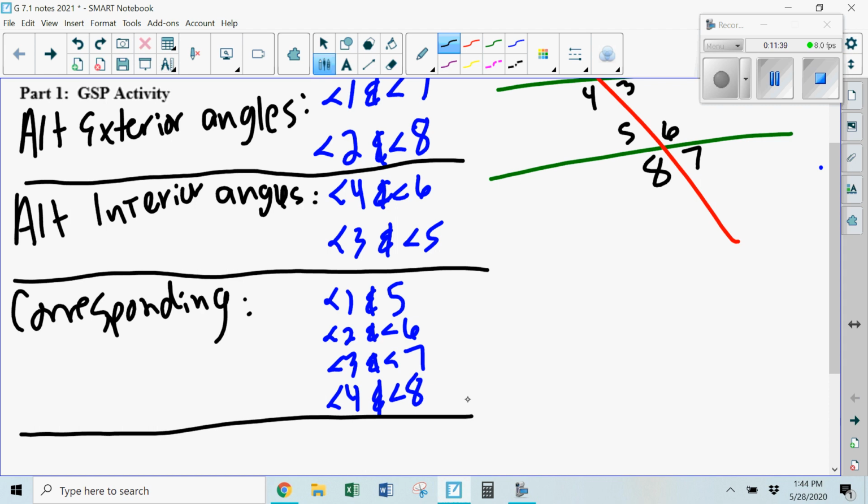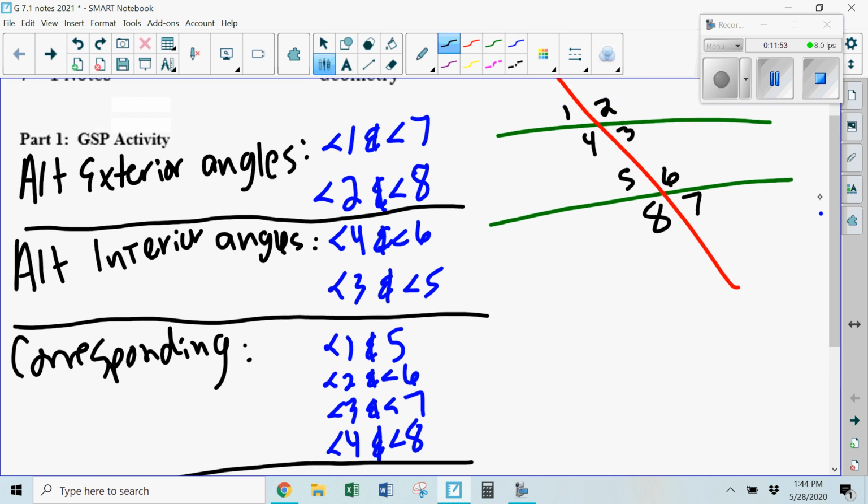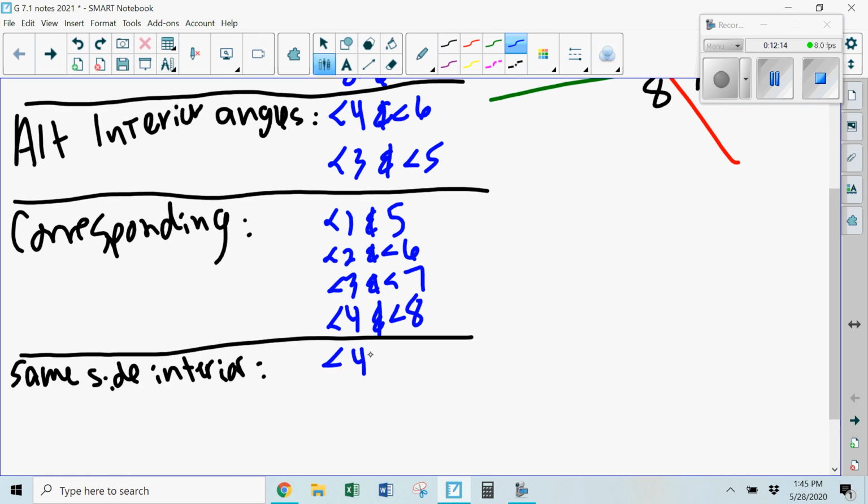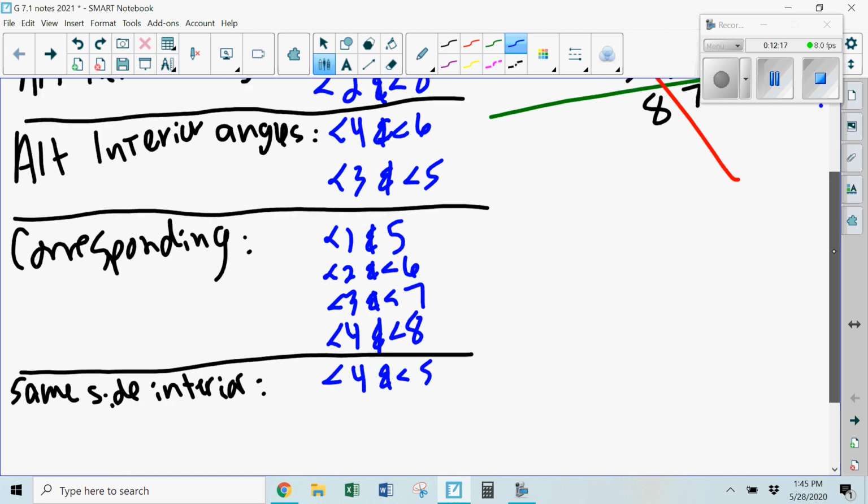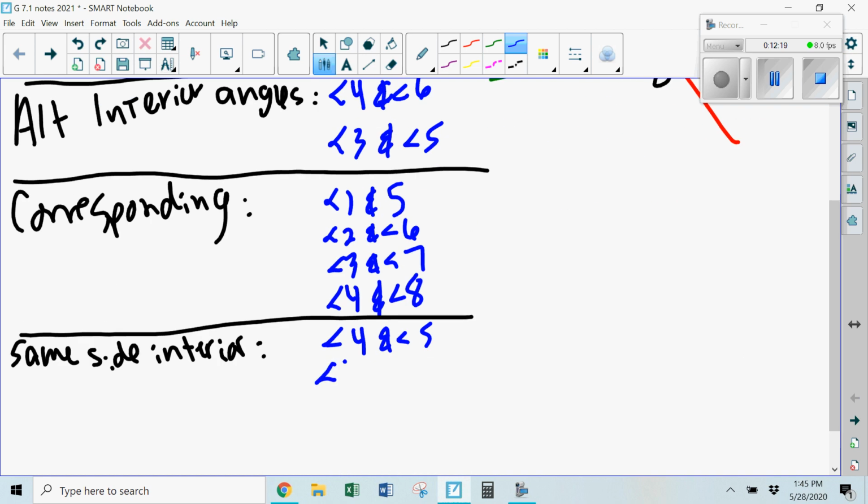And the last one is called same side interior angles. Pick an angle on the inside, maybe 4. What's on the same side as 4? 5. Angles 4 and 5 are on the same side of this red line, which we call a transversal. They're both on the inside. So those are same side interior. And then there's another pair, 3 and 6, which are same side interior.